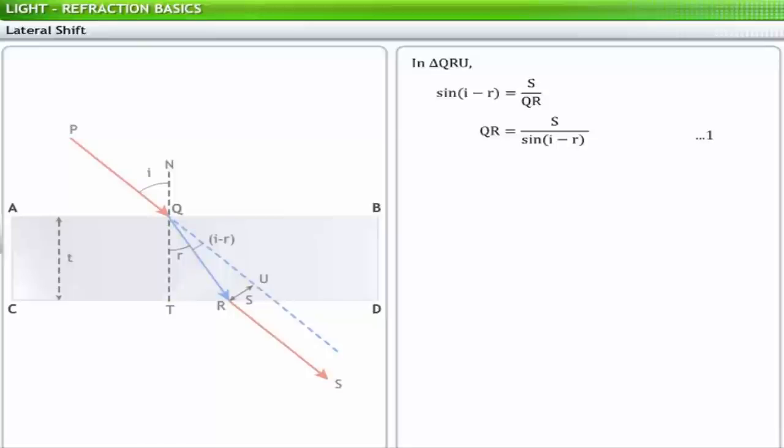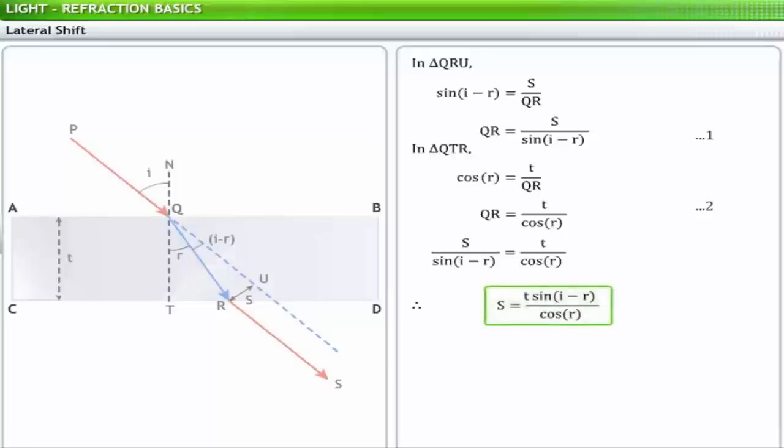Now consider the right triangle QTR. In this triangle, cosine of R is equal to the ratio of QT to QR, which is equal to the ratio of thickness T of the slab to QR. Thus, QR is equal to the ratio of T to cosine of R. This gives you equation 2. From equations 1 and 2, we get the lateral shift in the slab as S is equal to T multiplied by sine I minus R divided by cos R.